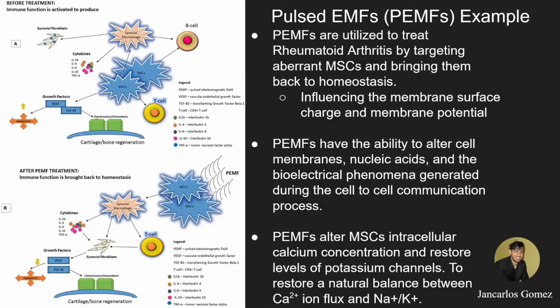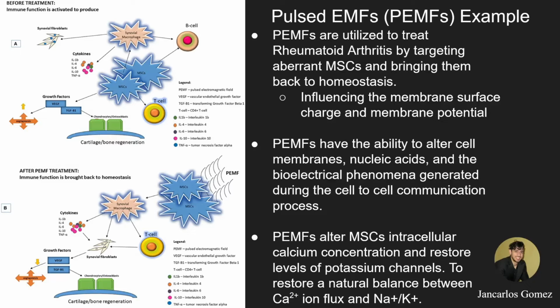Pulsed electromagnetic fields are when EMFs are created in non-continuous bursts. Utilizing this method of electromagnetic radiation, brief periods of strong magnetic pulses can be utilized on abnormal mesenchymal stem cells to make them return to homeostasis. Previously, a team was able to treat rheumatoid arthritis by targeting aberrant mesenchymal stem cells.